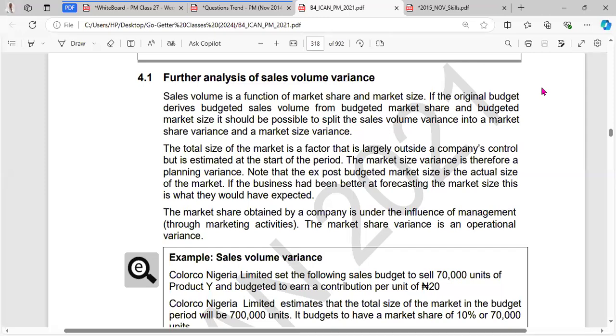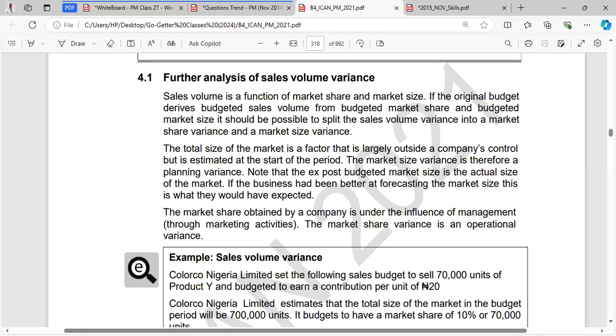So the size of the market, you can't control the size of the market. Anybody can come in, anybody can go, size can increase. It is not your own making, it's a planning variance. But when we look at the operational activities that make you have a large share, a chunk of the market, it is an operational variance.